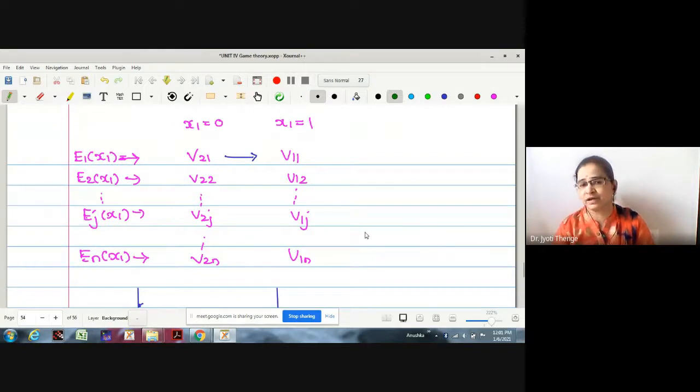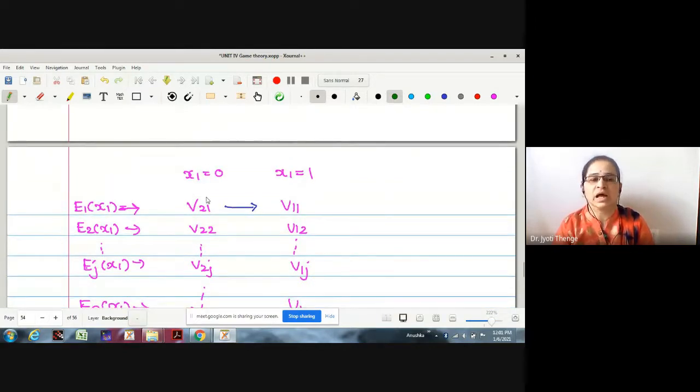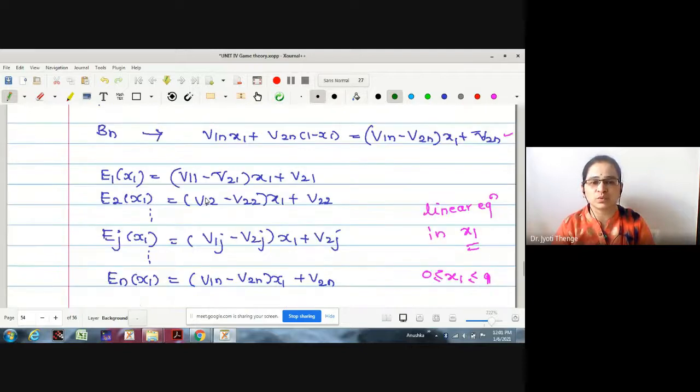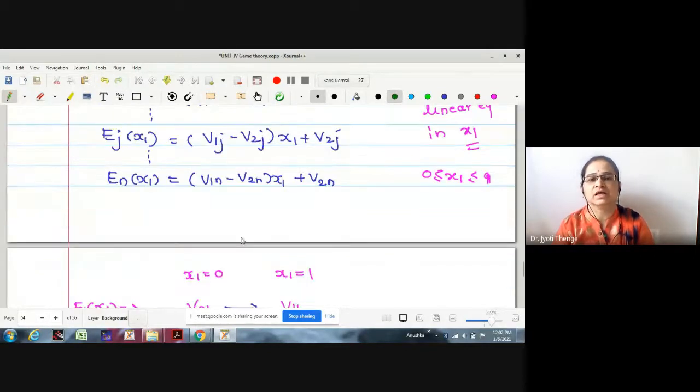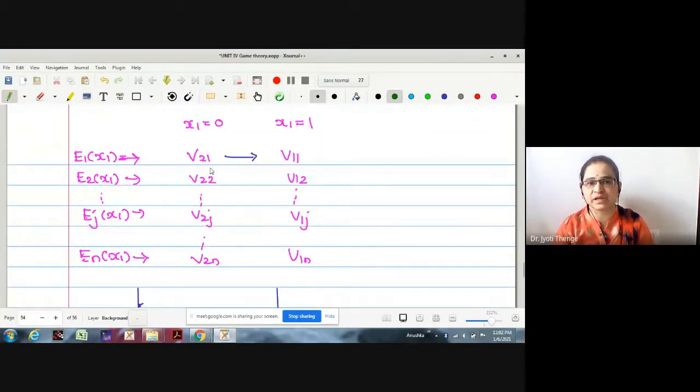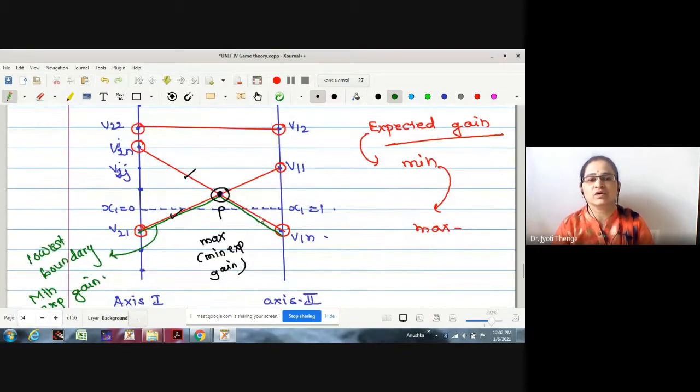Now, what does the graphical method suggest? The graphical method suggests drawing a graph with two axes, x1 equal to 0 and x1 equal to 1. If we look at those equations, for the value of x1 equal to 0, it gives us v21. For the value of x1 equal to 1, it gives us v11. This is what I have written simply. For x1 equal to 0 and for x1 equal to 1, these are the values of the expectations, right? v21, v11.